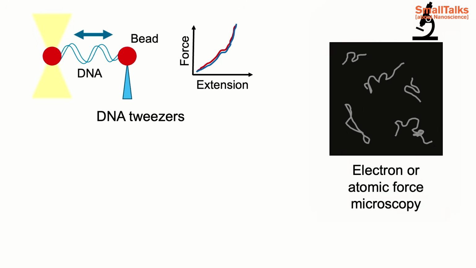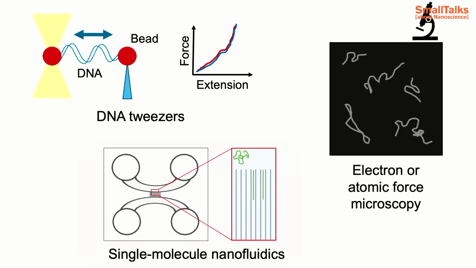But what if we want to have a DNA sample where the ends are free, nothing is attached to them, DNA is in solution in more physiological conditions, and we can still see the individual molecules? Well, we can use fluorescent microscopy for that, but we would need to combine it with some sort of DNA stretching to be able to see individual DNA molecules better. And to do so, we can use single molecule nanofluidics.